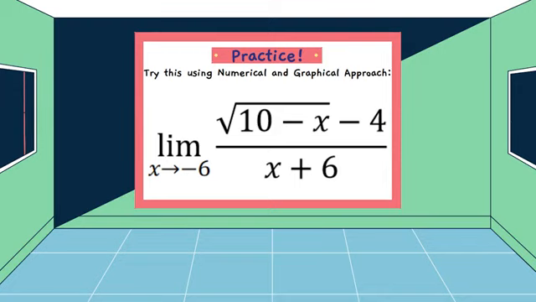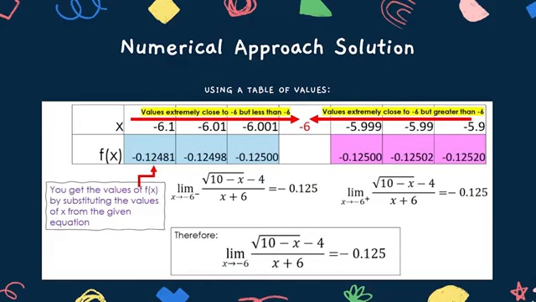Alright, now let's check the answers. Let's use the numerical approach. So, the x value, x approaching negative 6, then you plug in the values on the left side of the table, values that are extremely close to negative 6 but less than negative 6. So as you notice, it's not negative 5.999, negative 5.99, or negative 5.9 on the left, because in negative numbers, as you go bigger, the value is lesser.